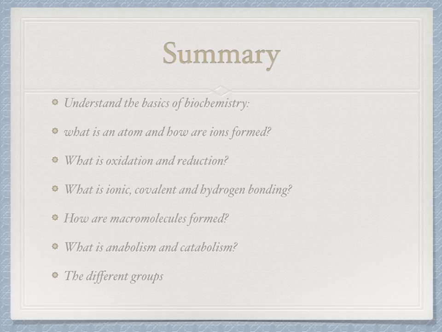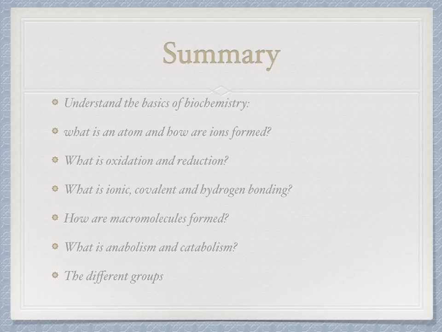So what have we learned in this lesson? We've understood the basics of biochemistry. So what is an atom? Remember, an atom's got protons, neutrons, and electrons in it. How are ions formed? So if an atom loses an electron or gains an electron, it forms either a negative or positive ion. What is oxidation and reduction? Oxidation is the loss of electrons and reduction is the gain of electrons.